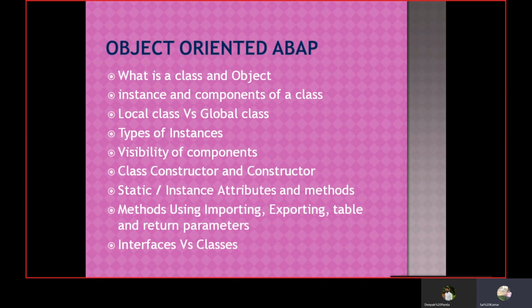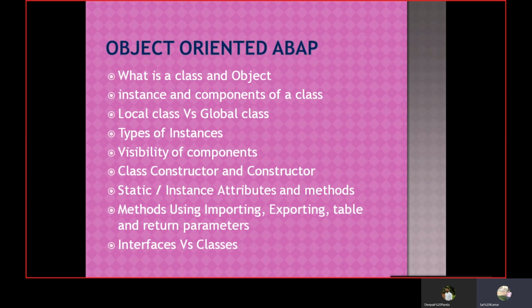Now next we are going to discuss object-oriented ABAP. Here we are going to discuss what is a class and an object, how to create a class, and how to use that particular class in our programming. Next we are going to discuss instances and components of classes. Then we will discuss local classes and global classes, and the difference between them.